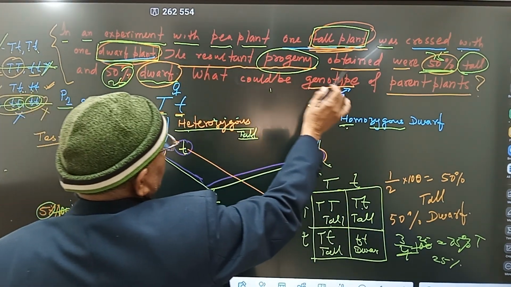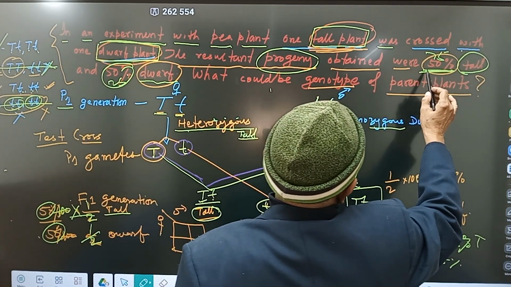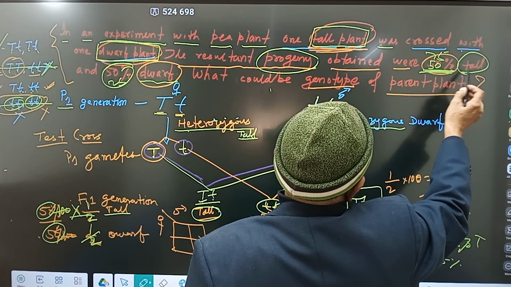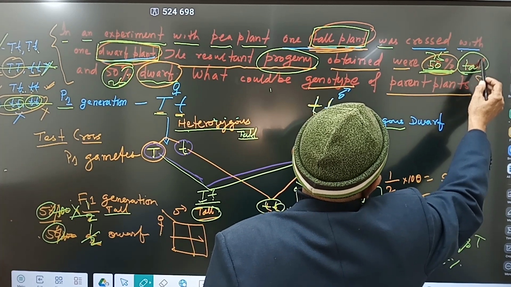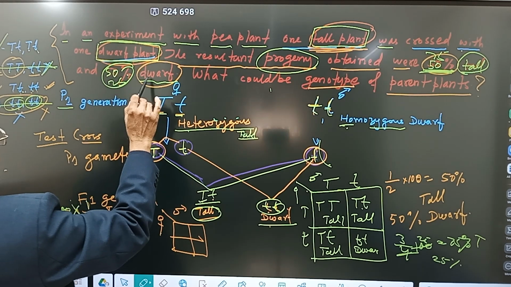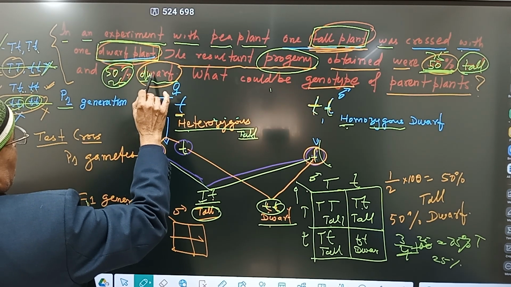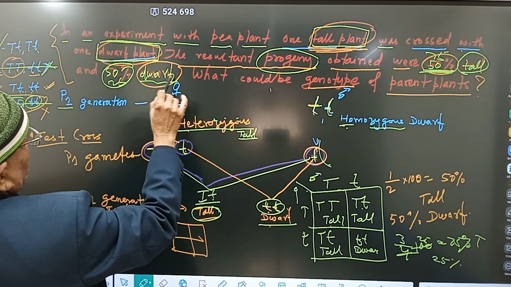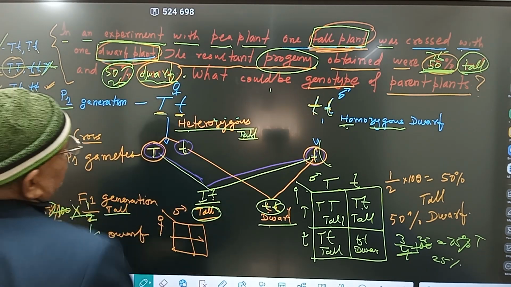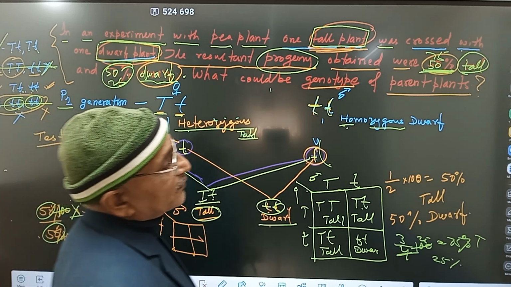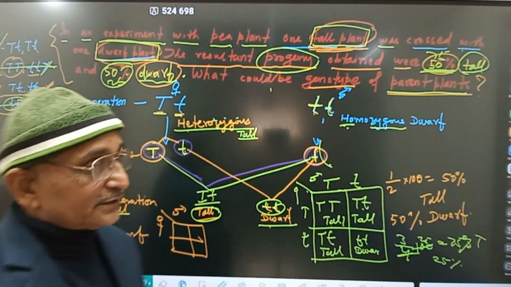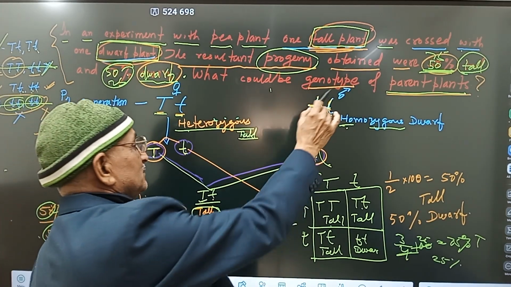The resultant progeny obtained were 50% tall and 50% dwarf. What could be the genotype of the parent plants is required by you. Okay, you have to find out the genotype.